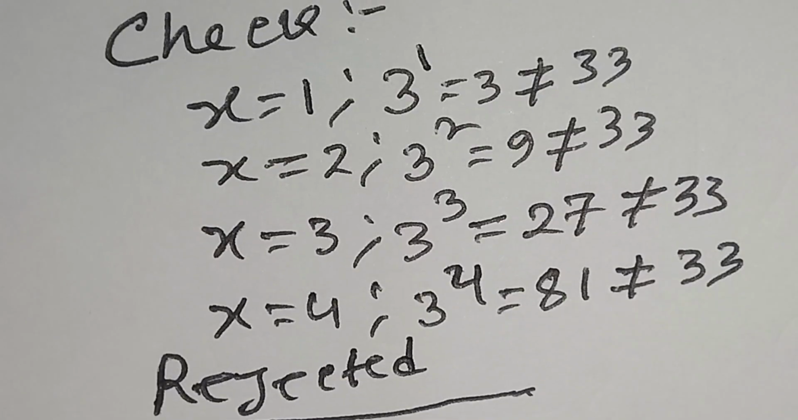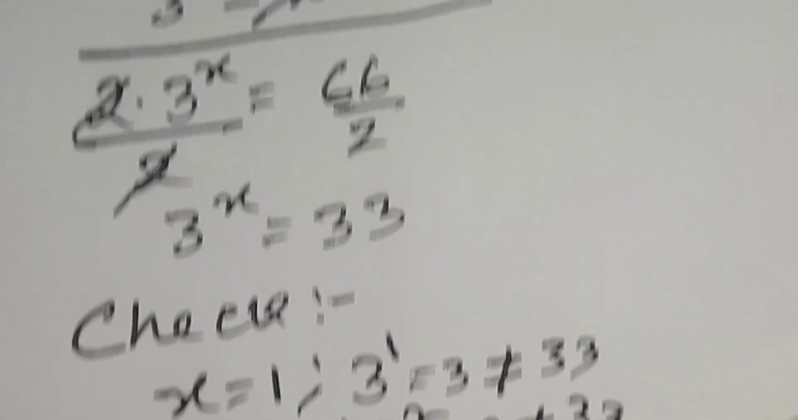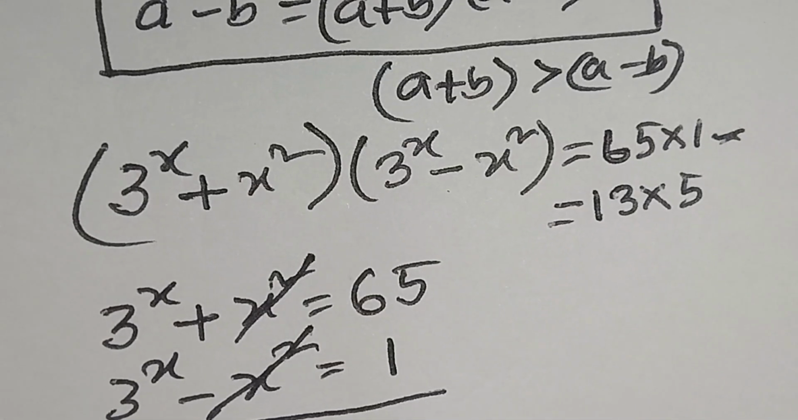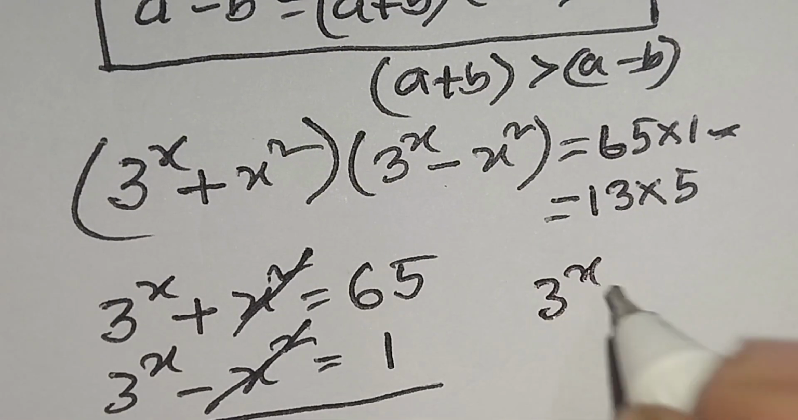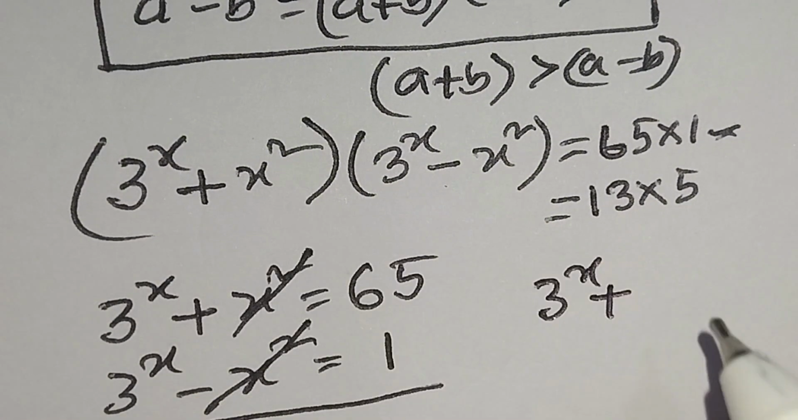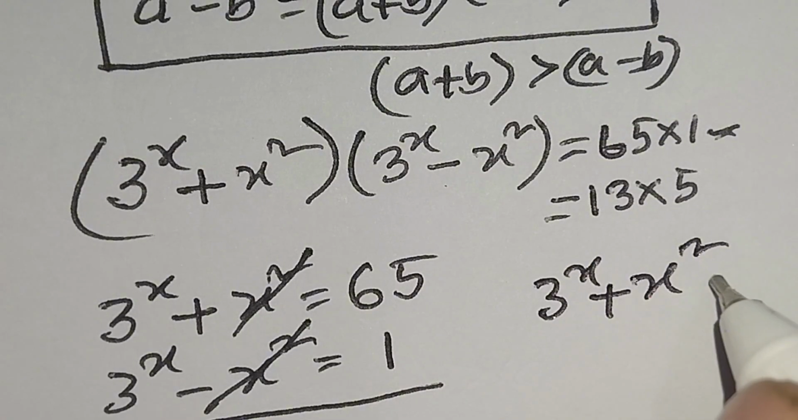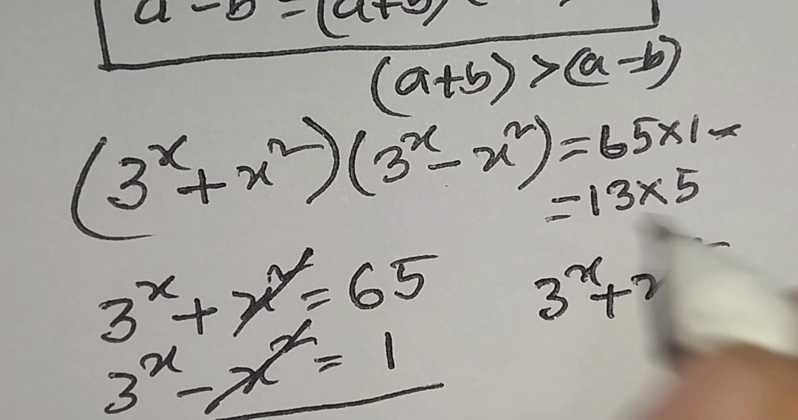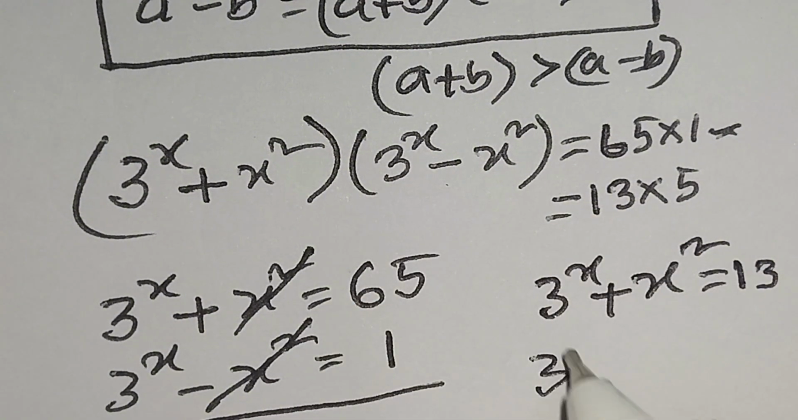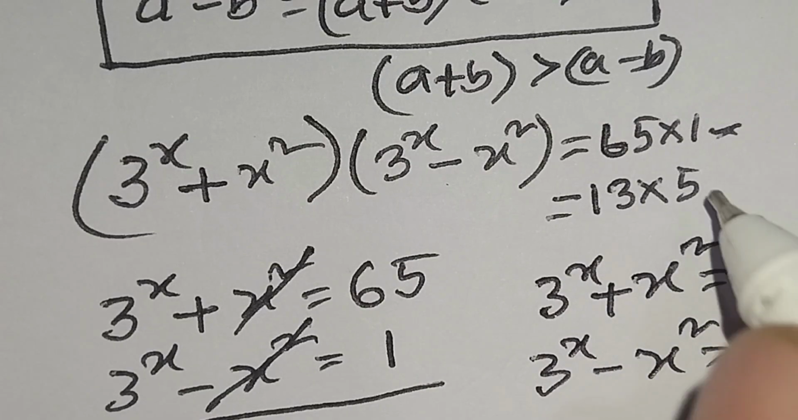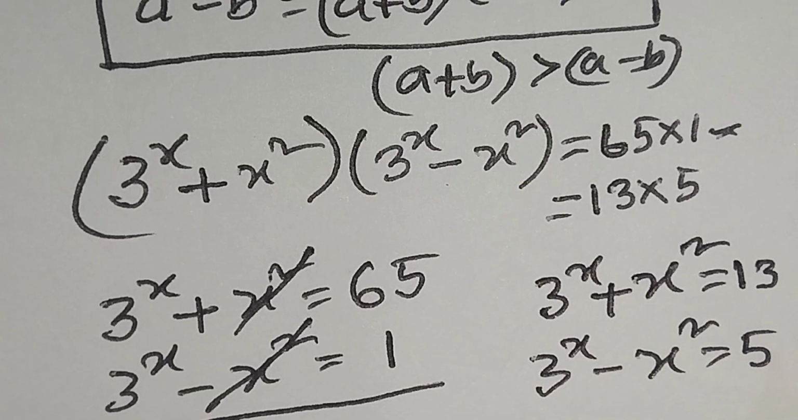Again, we can write here this 3 to the power x plus this x square is equal to 13, and this 3 to the power x minus this x square is equal to this 5. For this case we selected these two equations.